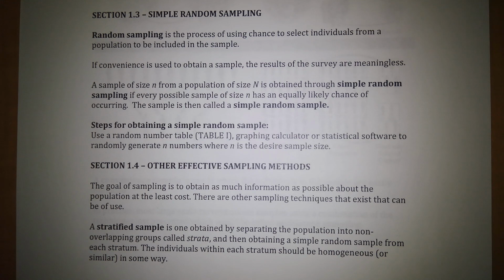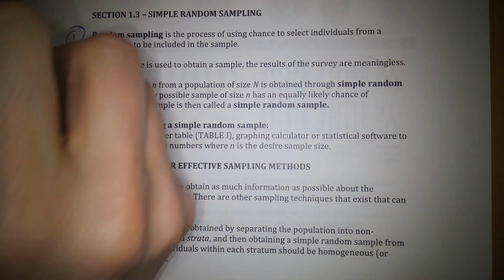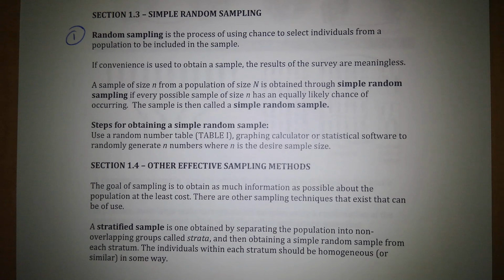It talks about random sampling. There are many different ways to go out into the population and sample. Random sampling is the most basic and unbiased way to do so. It's going to be the first of a few different ways. It's the process of using chance to select individuals from a population that will be included in your sample. If convenience is used to obtain a sample, the results of the survey are meaningless. We try to avoid convenience at all costs.